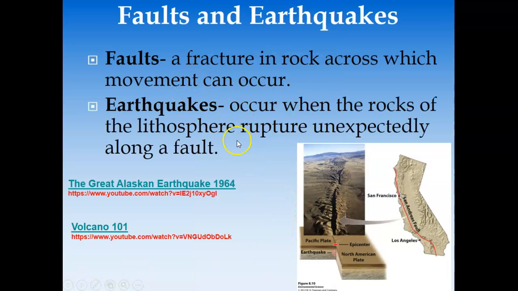An example of a transform fault boundary is the San Andreas Fault in California that runs from the Northern California area to the Southern California area. And so a fault is actually just a fracture in the rock across where this movement can occur. And the earthquake is something that occurs when these rocks rupture unexpectedly along the fault. And so if you look here, this is an actual image of the San Andreas Fault.